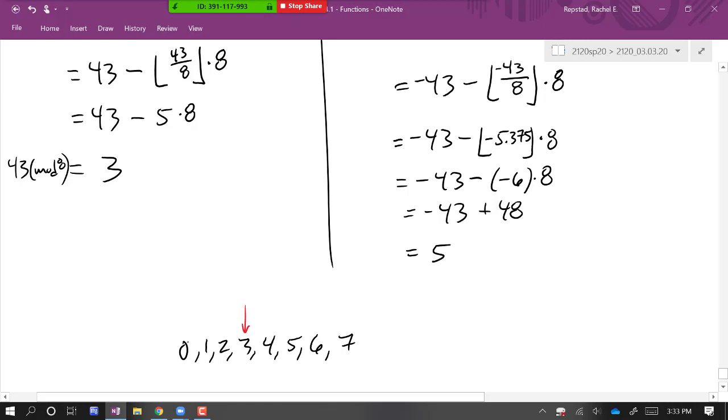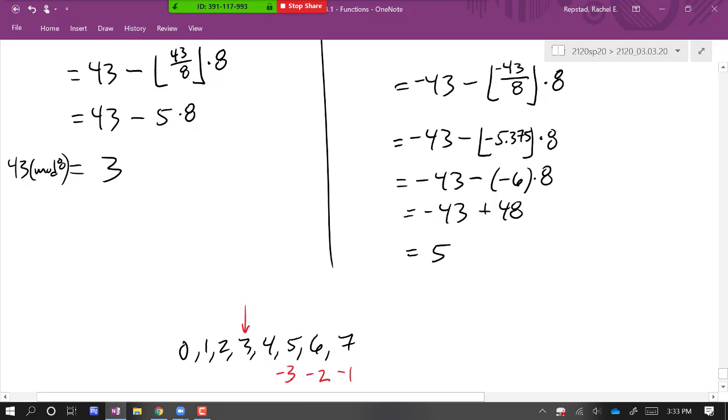Now, if something leaves a remainder of 7 when we divide it by 8, that means it was 7 more than a multiple of 8. That means it's also 1 less than a multiple of 8, right? So I could really think of the 7 as the same thing as a negative 1. If something leaves a remainder of 6, that means it's 6 more than a multiple of 8. That's the same as being 2 less than a multiple of 8. And if something is 5 more than a multiple of 8, that means it's 3 less than a multiple of 8. So it's harder to think of it in terms of remainders when we're working with negatives.